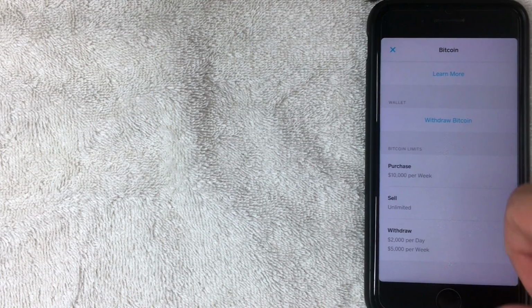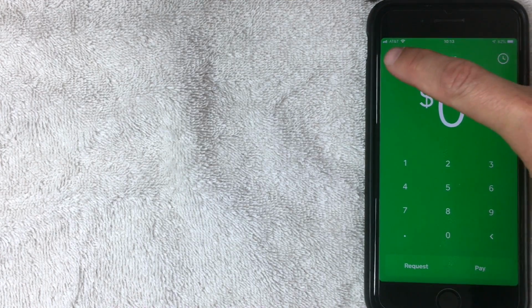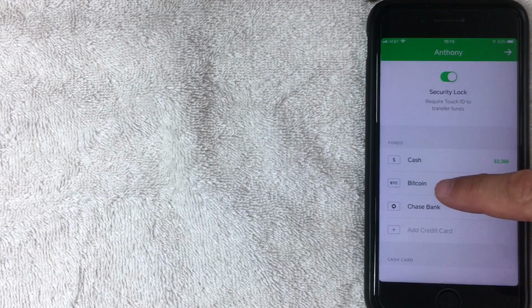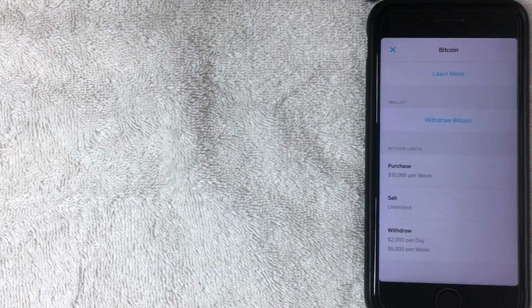So just to recap, let's go back to the home screen. All right, again, here's the home screen. Real simple. Just to get to the Bitcoin limits, click on the settings, scroll down to Bitcoin, click on Bitcoin, and then scroll down to the Bitcoin limits on Cash App. And that's how you can check that if you're looking at this video at a future date.